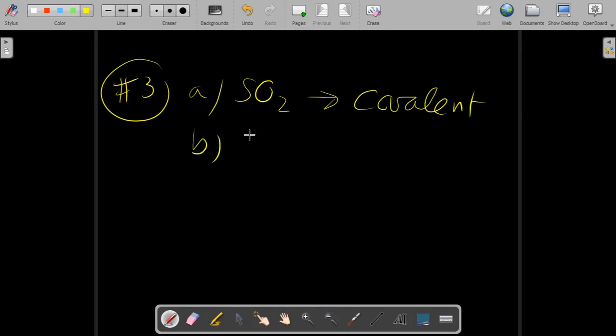B is magnesium and chlorine. So magnesium is found in column 2A. That's green, that's a metal. Chlorine is a non-metal, in column 7A. But the presence of a metal makes this an ionic compound. Okay? So A is covalent, and B does not belong.